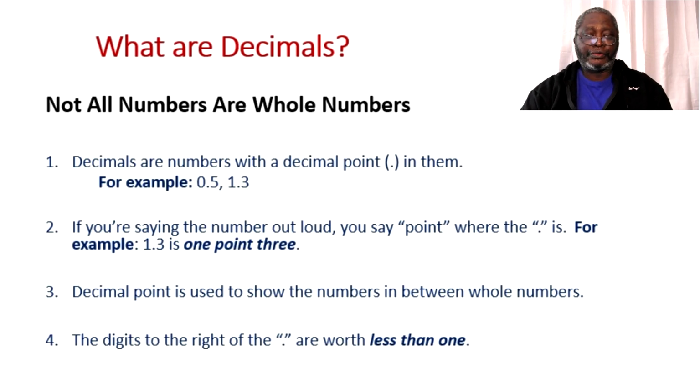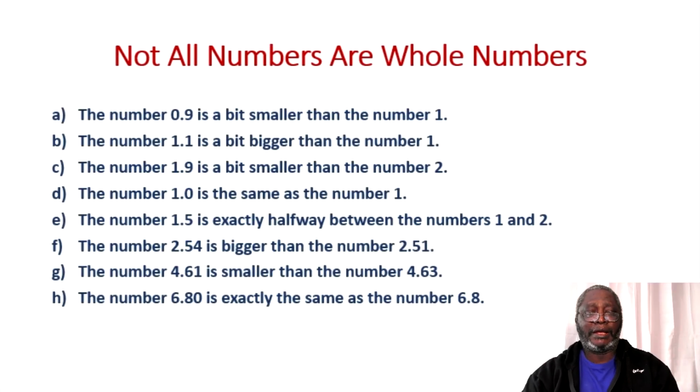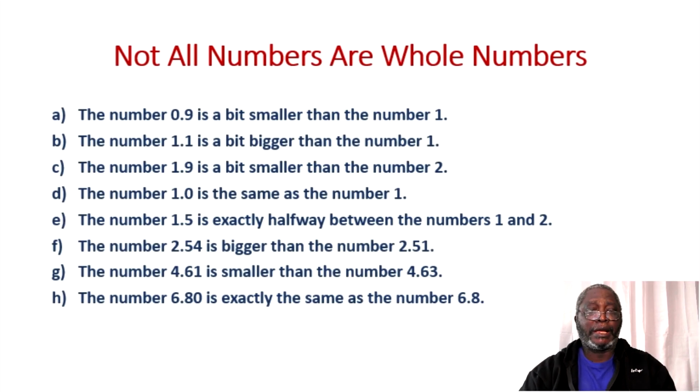Decimal points is used to show the numbers in between whole numbers. I would say the values in between 1 and 0. The digits to the right of the dot are worth less than 1. Now I'll go through this. It's important that we understand them. It's only 8 points, but they're very important. Not all numbers are whole numbers, as I've said.